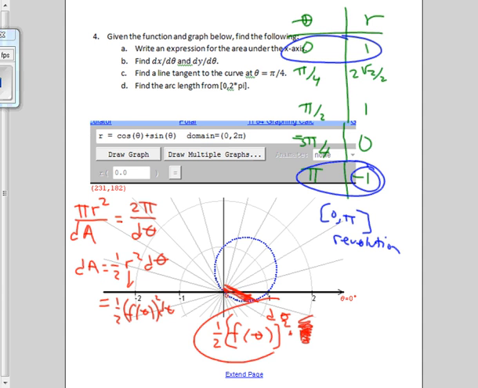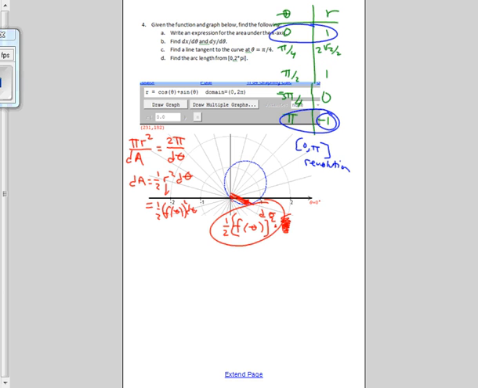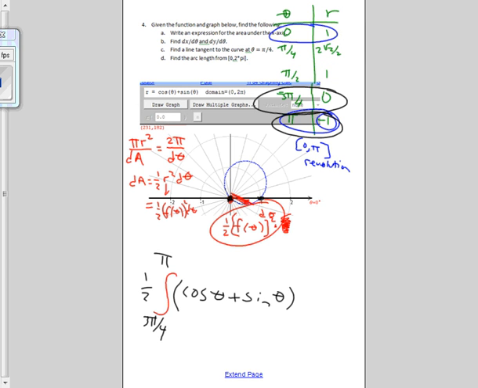And then the integration part. We're going to integrate from this point here, which is 3 pi over 4, all the way to this point here, which is pi, of 1/2 times cos theta plus sine theta squared d theta. So that's the setup of this problem. The rest is really just simple calculus, but I'm going to do that on another page.